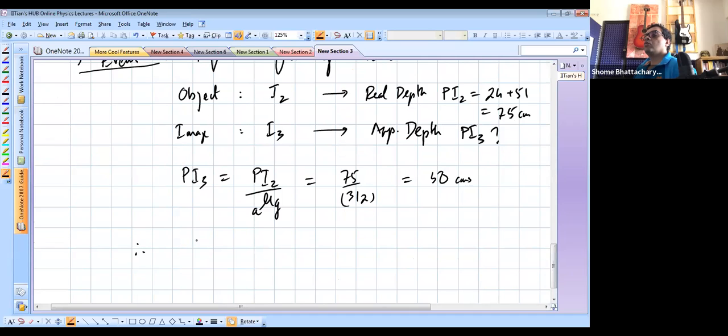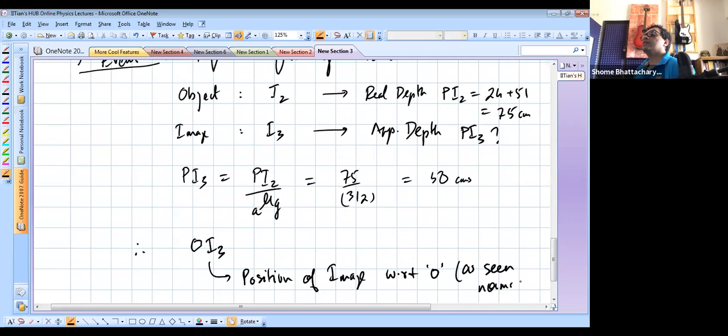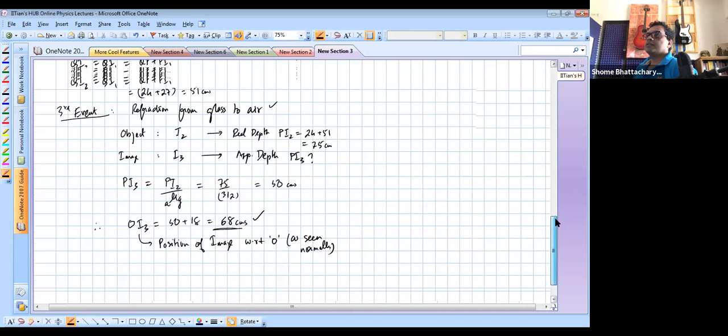Therefore, OI3, that is position of image with respect to the object as seen normally from behind, is going to be 50 plus 18, sorry, 50 plus 18 minus, 68 centimeters. Okay, so this is my final answer. I'll just minimize a little for you to catch each of the events.